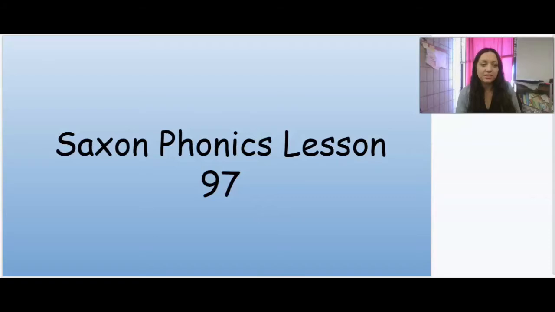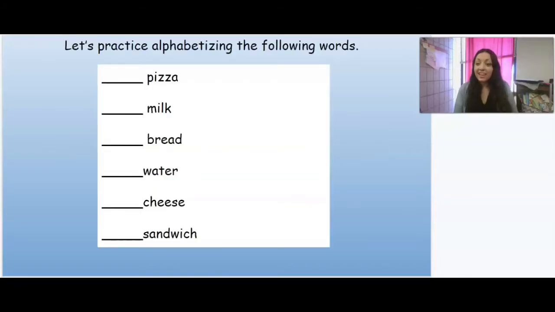So let's see what we're going to start with. We are going to alphabetize some words some more, okay? So let's think about our alphabet. Remember, we always start with our guide letter, which is the first letter, and our initial letter in the alphabet is A. Very good. And remember, we have 26 letters in the alphabet, which go all the way from A to Z.